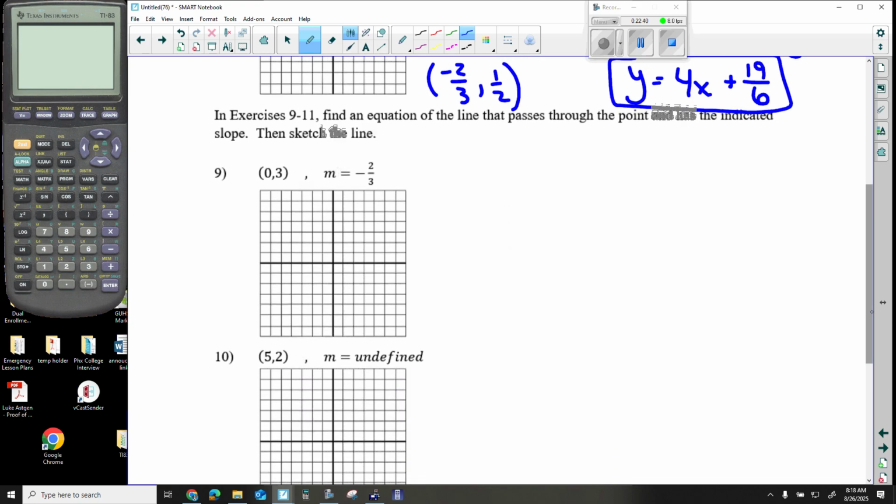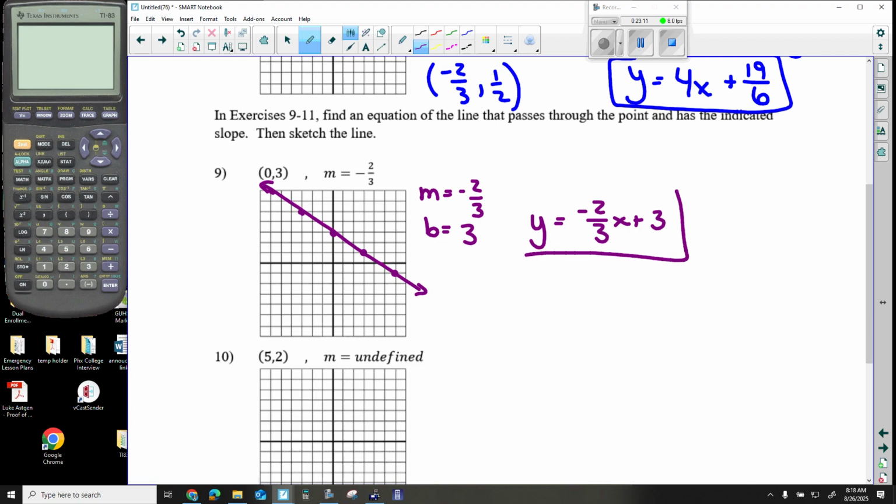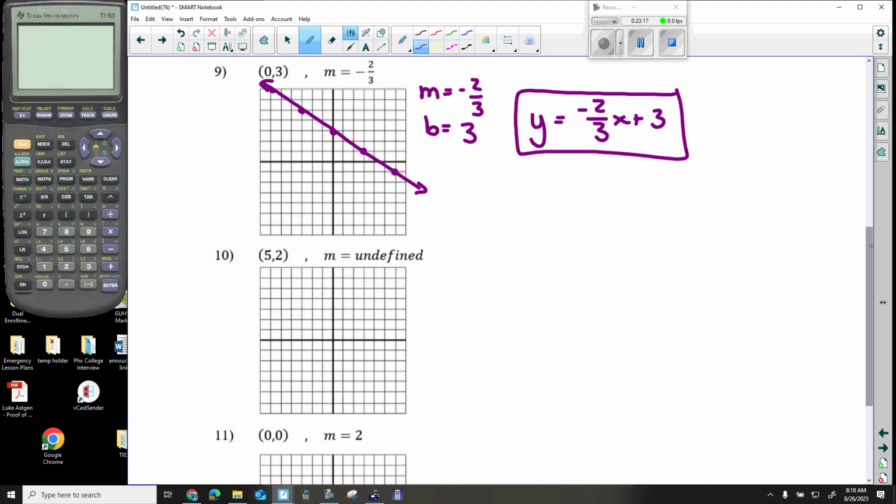All right, find an equation that passes the point, and then sketch the line. So this has 0, 3 with a slope of -2/3. So I make sure I draw the line and then write the equation. 0, 3 is the same thing as a y-intercept. So this has a slope of -2/3 and a y-intercept of 3. So this is going to be y is equal to -2/3 x plus 3.